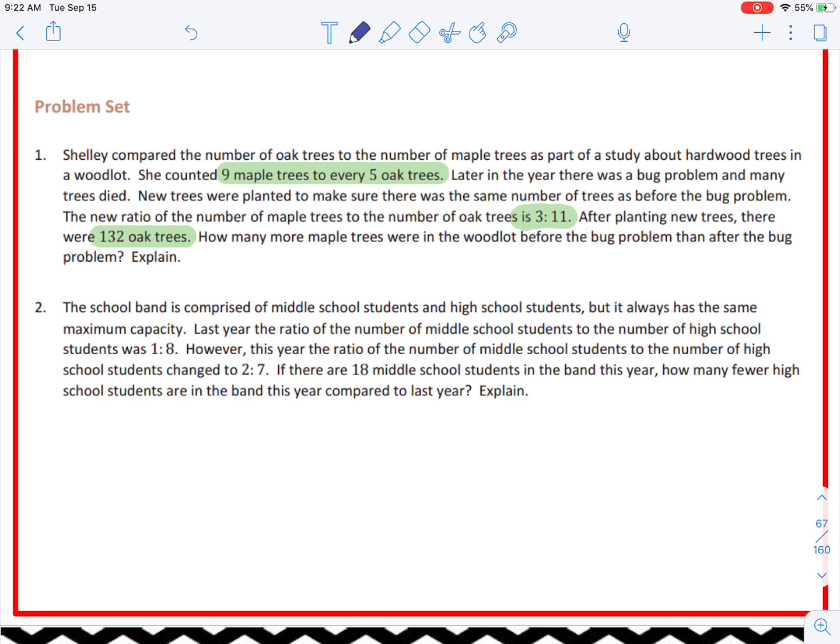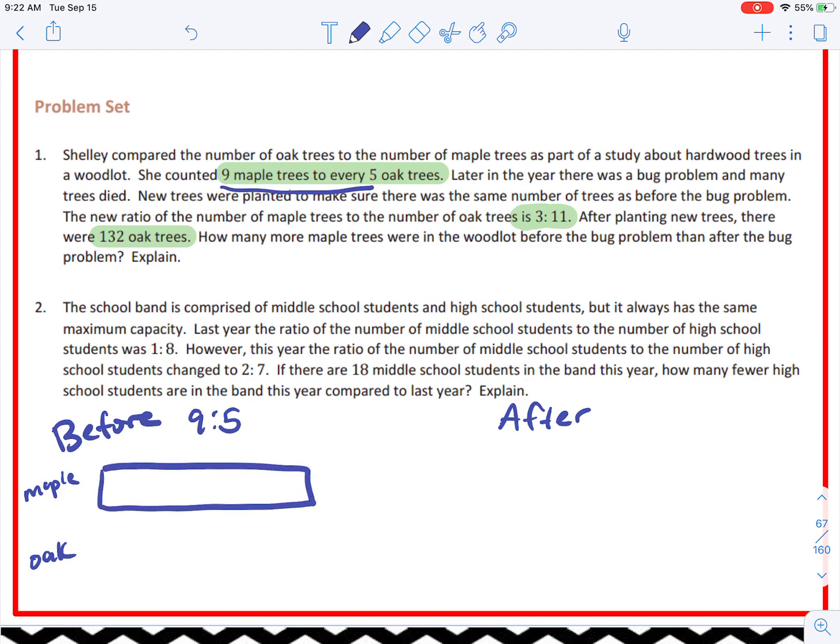How many more maple trees were in the woodlot before the bug problem than after the bug problem? Okay, so we're going to make 2 sets of tape diagrams, one for before the bug problem and one for after the bug problem. Okay, I'm going to label maple and oak. Okay, and before the ratio was 9 to 5, as we see here. So I'm going to make a tape diagram with 9 units. Okay, and one with 5.